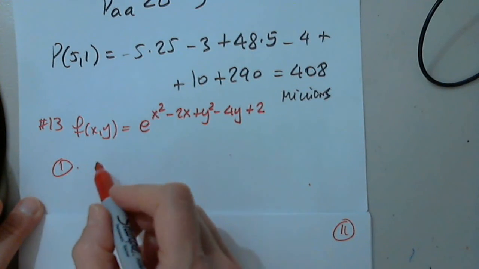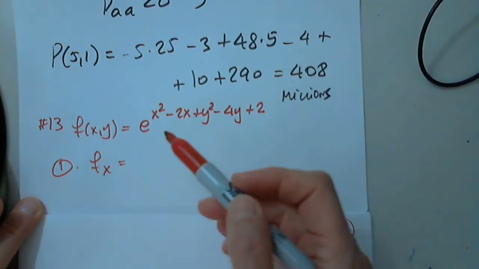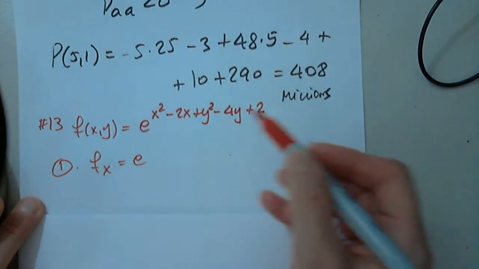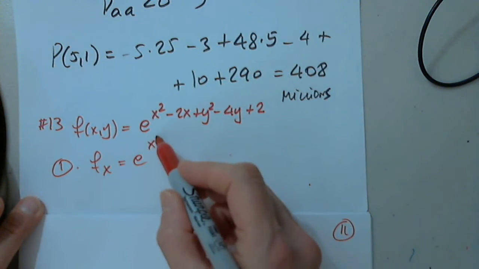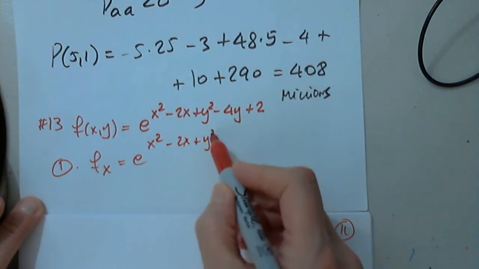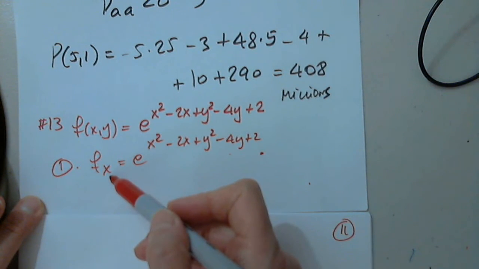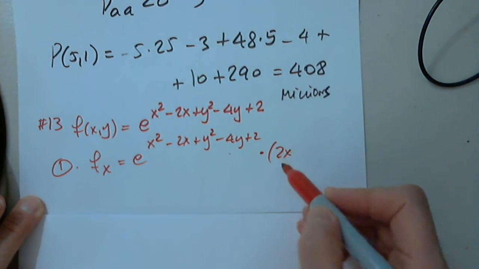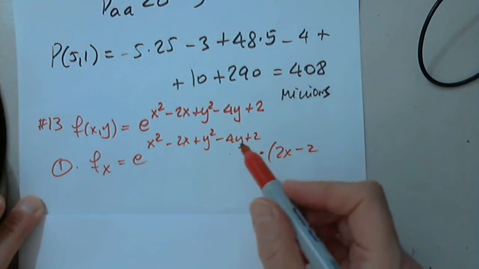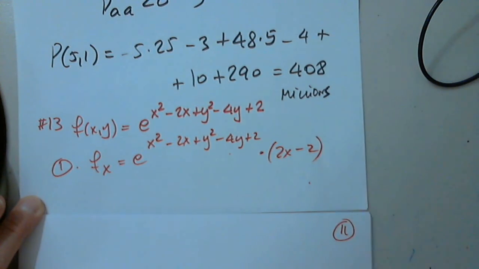So in step 1, we have to find fx. e to u is e to u times u prime, times, we are differentiating with respect to x. 2x minus 2, nothing, nothing, nothing. Nice.